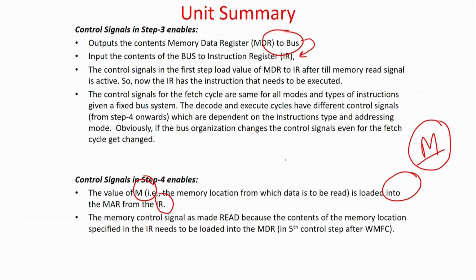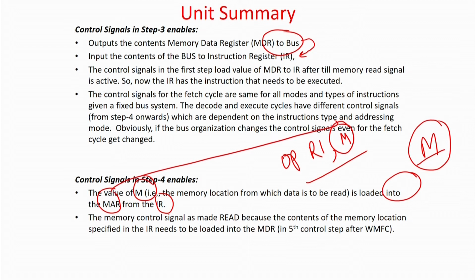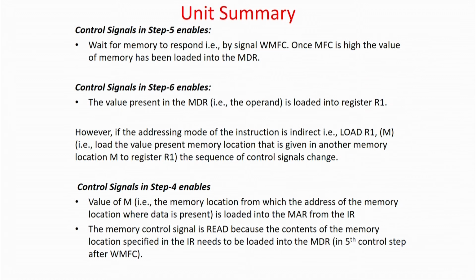So, the instruction may be something like opcode, maybe some register R1 etc., and this memory location. The value of the memory location will be taken from the instruction register and loaded into the memory address register. So, the memory address register will now have the value of M, you will have to set the memory to read mode, and in the next cycle you will wait for the memory to be ready.